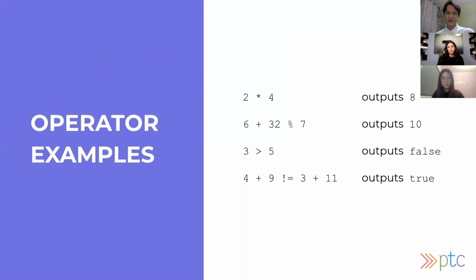Then third example, 3 is not greater than 5, so the output when you ask that is false. If 3 were greater than 5, it would equal true. In the last example, you can see that the comparison operator goes last. So it evaluates or kind of adds up the right-hand side and left-hand side first, and then does a comparison. So whether the left-hand side, 13, is not equal to the right-hand side, 14. Obviously, 13 is not equal to 14, so the output is true.